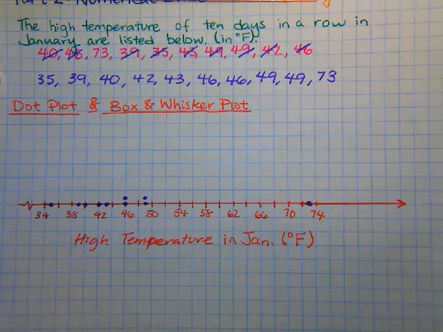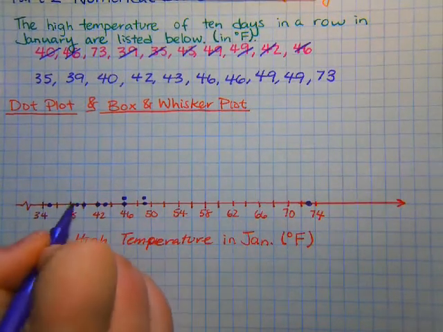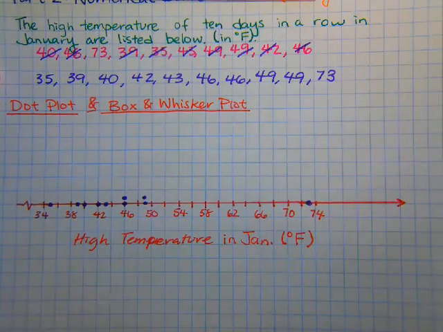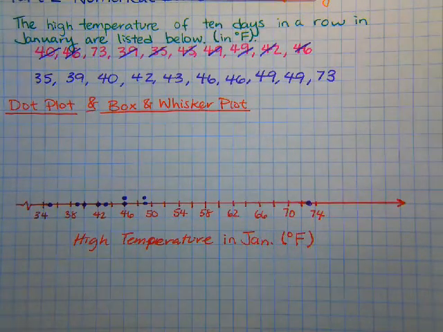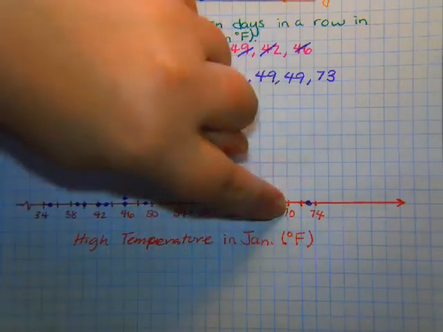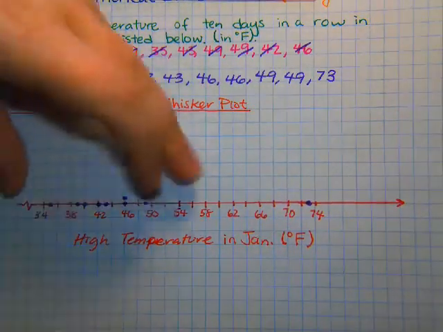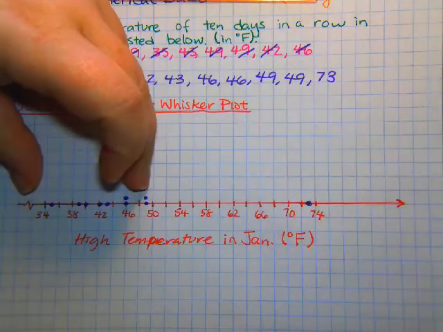right out there. And if we count these, there should be 1, 2, 3, 4, 5, 6, 7, 8, 9, and 10. Great. Okay, so this tells us that this was like one wacky hot day, quote unquote, hot in January, and then these are really relatively close together.